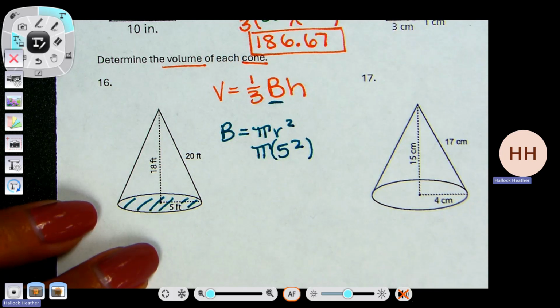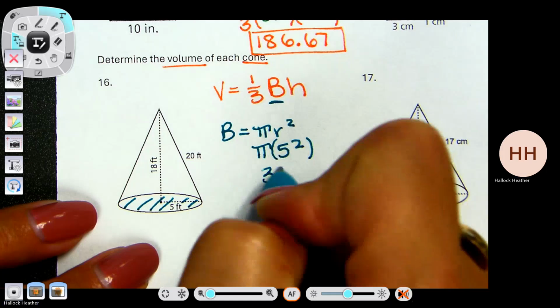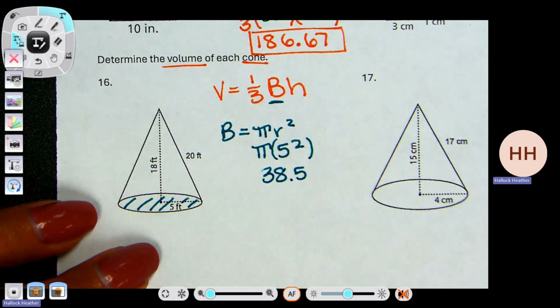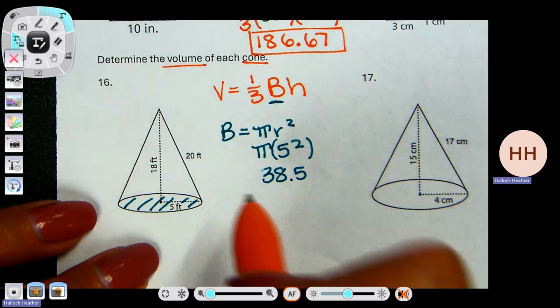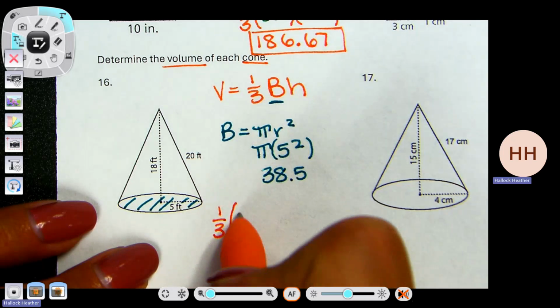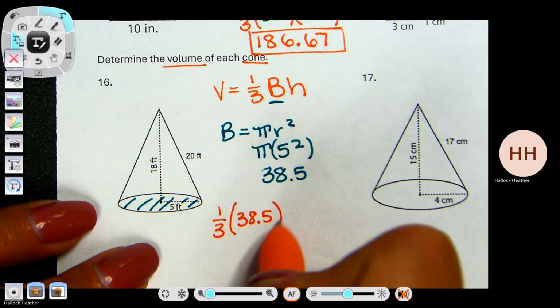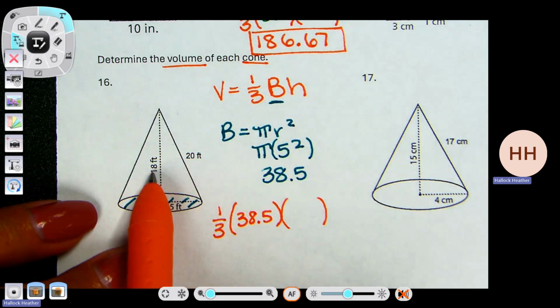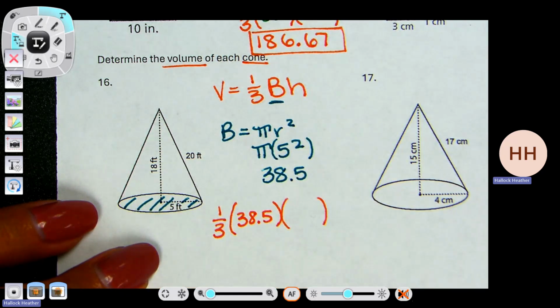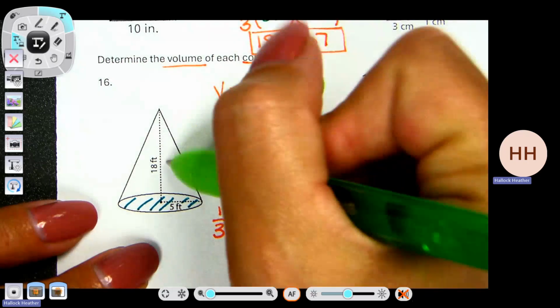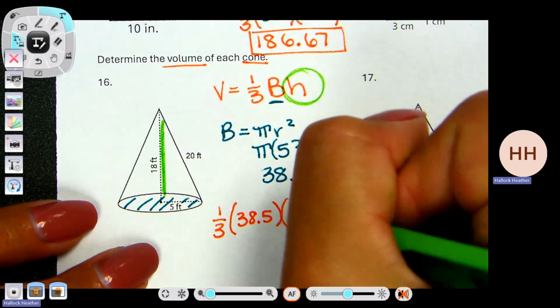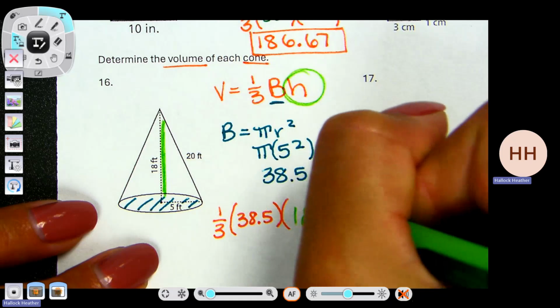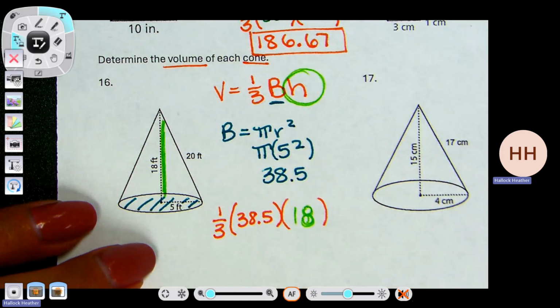So if I find big B, what is my big B? And then I'm plugging that into 1/3 times 38.5. And now on the test, they give you both heights. They give us the slant height, which is 20, and they give us 18. If it just says H, what one do I have to use? 18, because it's the normal height. So they're going to try to confuse you on the test. Don't get lost in the sauce. You are not using the 20. It's there to throw you off.